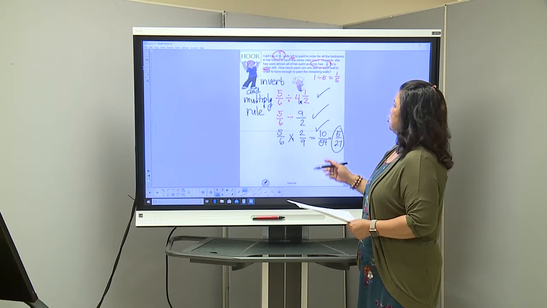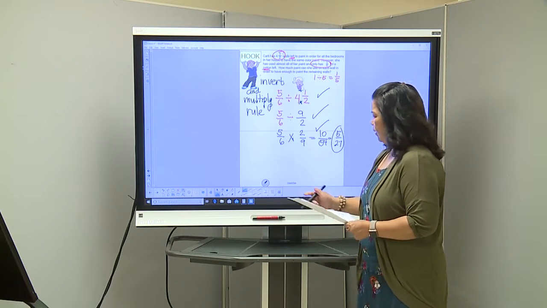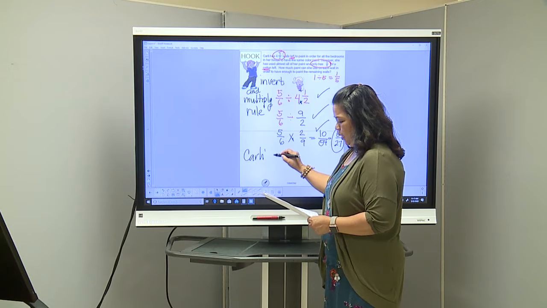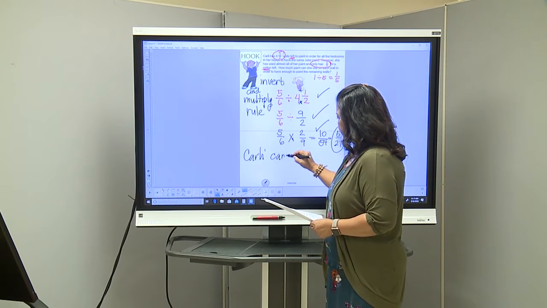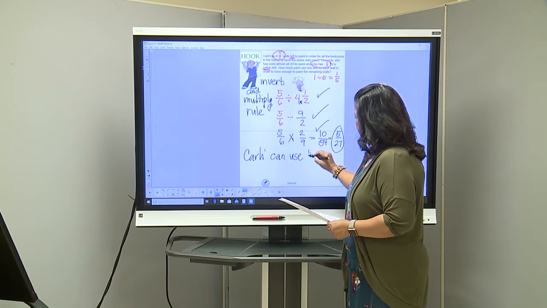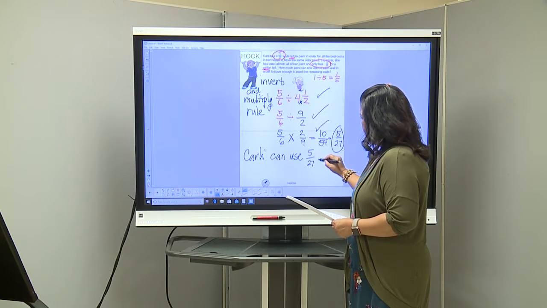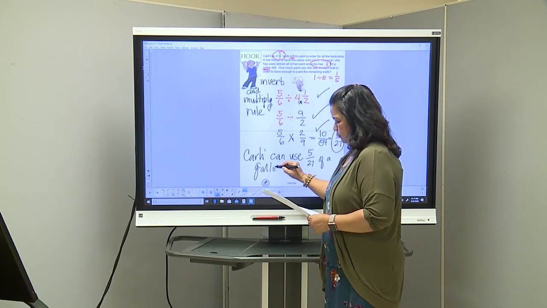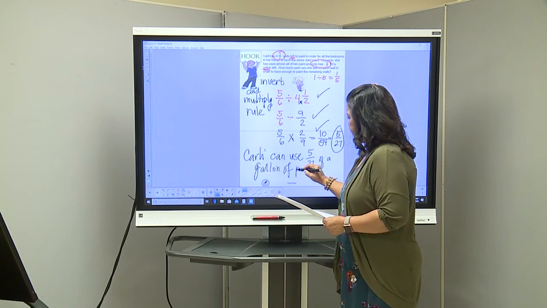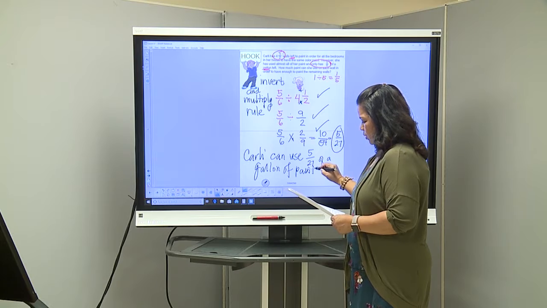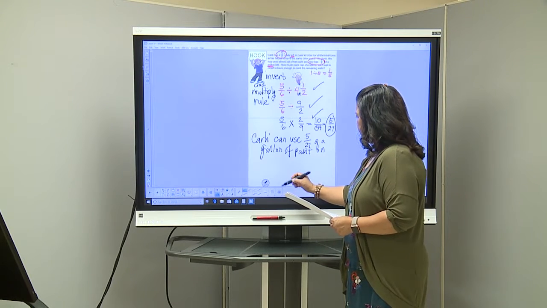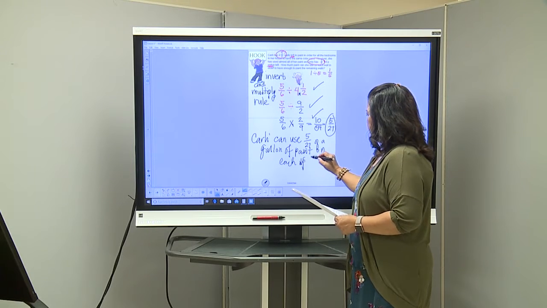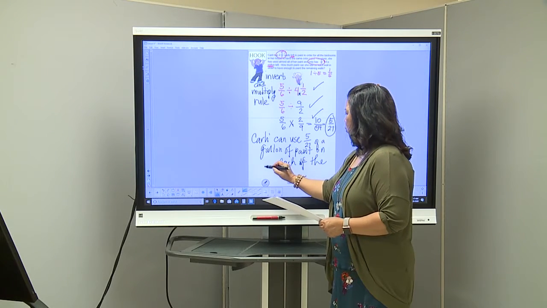How much paint can she use on each wall? So we say Carly, is that her name? Yes. Carly can use 5/27 of a gallon of paint on each of the remaining walls.